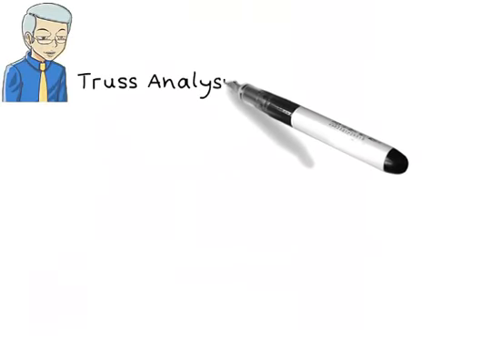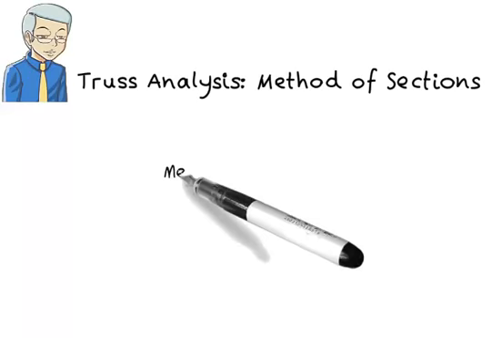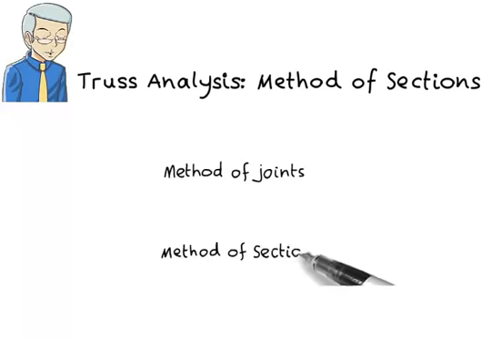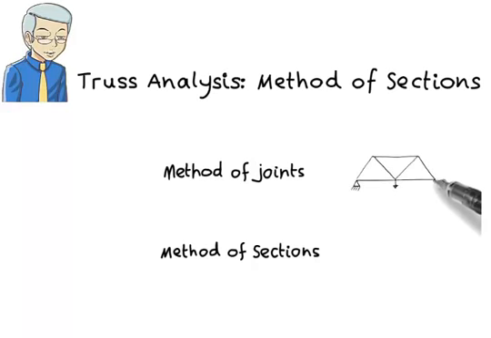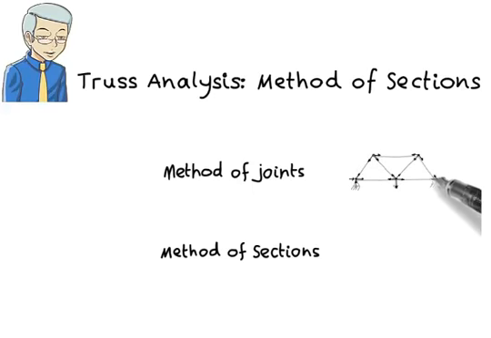Truss analysis: method of sections. There are two basic techniques for analyzing statically determinate trusses, the method of joints and the method of sections. Generally speaking, the method of joints is preferred when the entire truss is to be analyzed, when all the member forces are to be calculated.